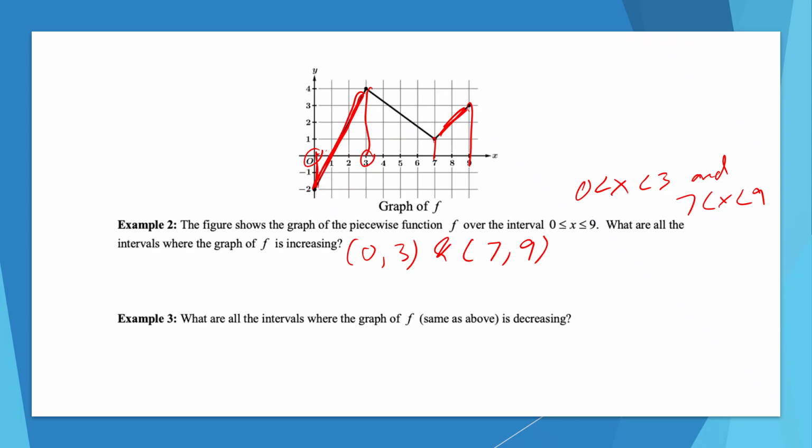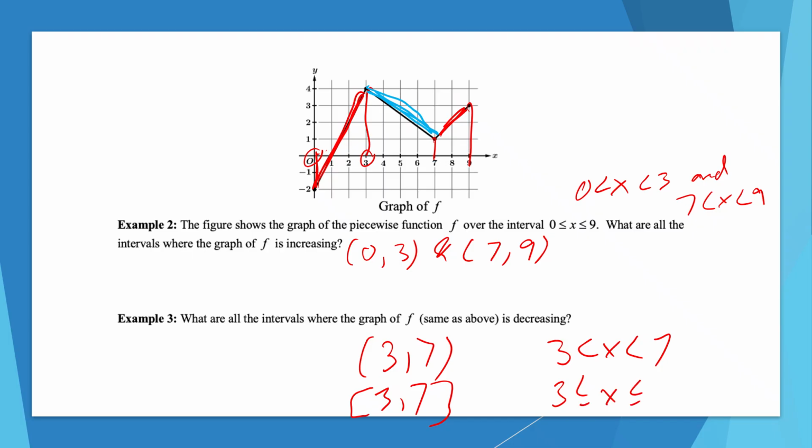And then where is a graph decreasing? That just means where is it going down? And that's going to be from 3 to 7. So here, that's good, or that. And again, I don't care if you use curly or square versus less than or equal to, right? They're all going to be the same.